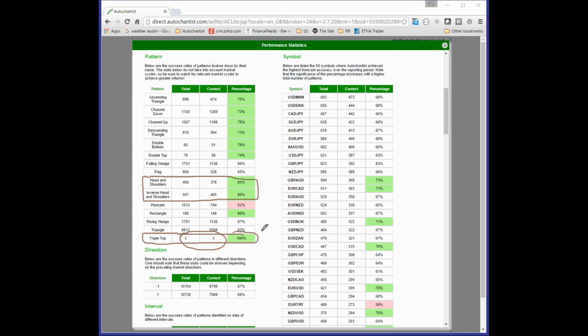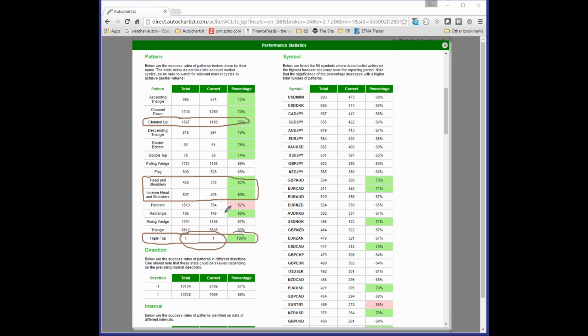The reason why it's not reliable is because we could identify one more and it could be wrong, and then the result goes down to 50%. So this 100% result on triple top is something I would definitely not pay any attention to at all. The kind of thing I would pay attention to is channel ups. We've been doing really well, and there's been over 1,500 of these that we've identified, right?